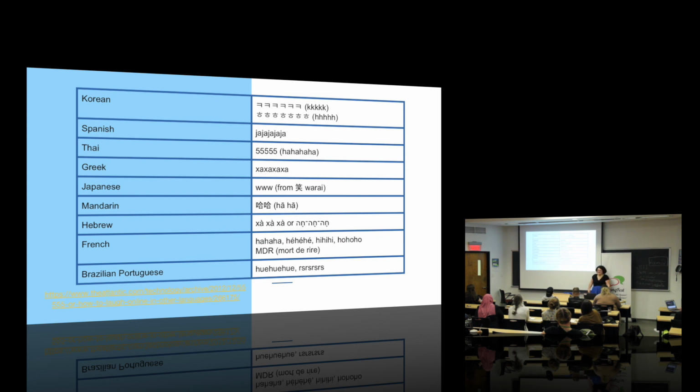In Thai, apparently the number 5 is pronounced ha. So if you write ha ha ha ha ha, it's like laughter. Greek, okay, so the X is going to be pronounced kind of like ha ha. Anyway, Japanese apparently has this W from the word for laughter. People use. Mandarin is just representing ha, which is nice. Hebrew, again, ha, kind of sort of sound.